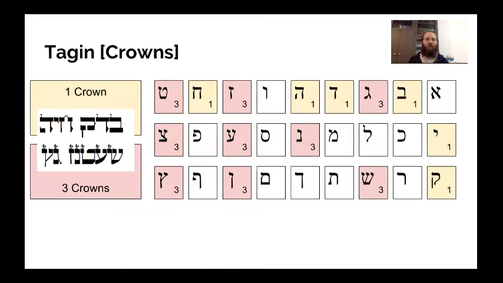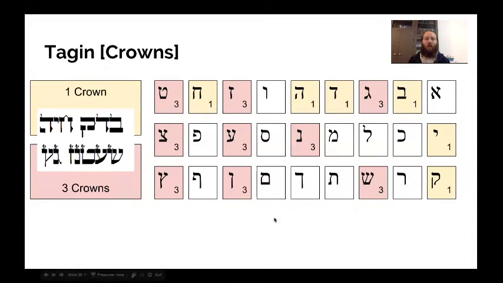Let's continue. Tagin. So what we're doing now is the tagin, the crowns. The letters Aleph, Vav, Chaf, Lamed, Mem, Samech, Pei, Resh, Taf, Chaf Sofit, Mem Sofit, and Pei Sofit do not have a crown. They're considered pure letters, and therefore they don't have the conflict as much.